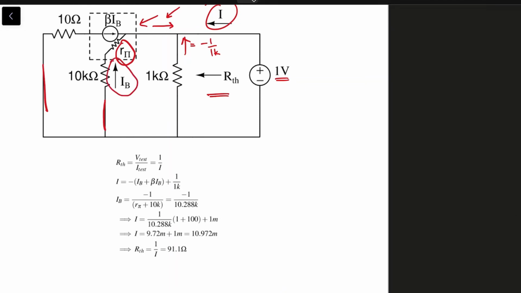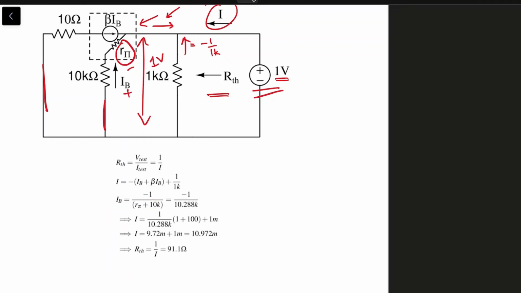Next, the voltage across here is again 1 volt by this supply, right? So therefore the value of IB is the voltage. If IB is taken in this direction, you have to take the voltage like that, so it's minus 1 divided by the total resistance, that is R pi plus 10K, which is minus 1 by 10.288 kilo ohms.